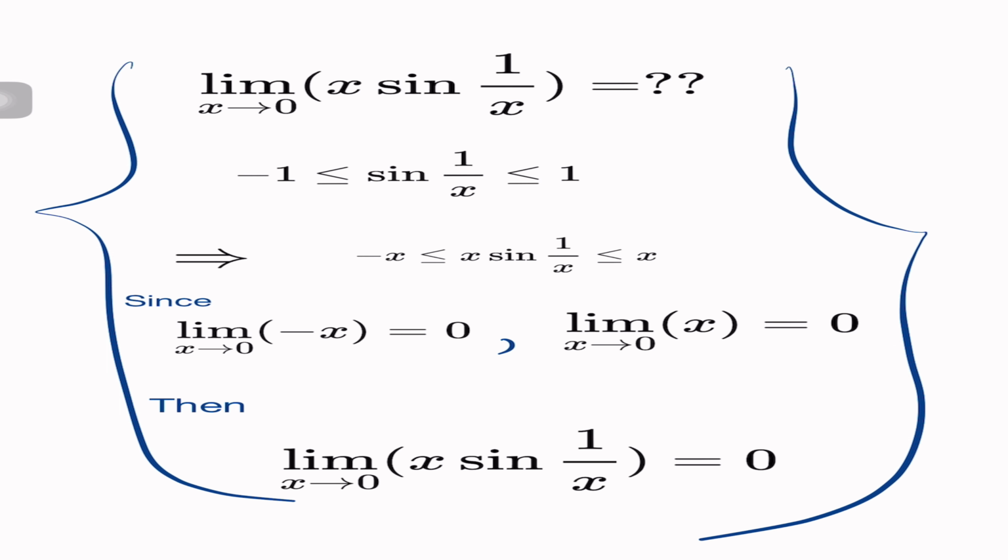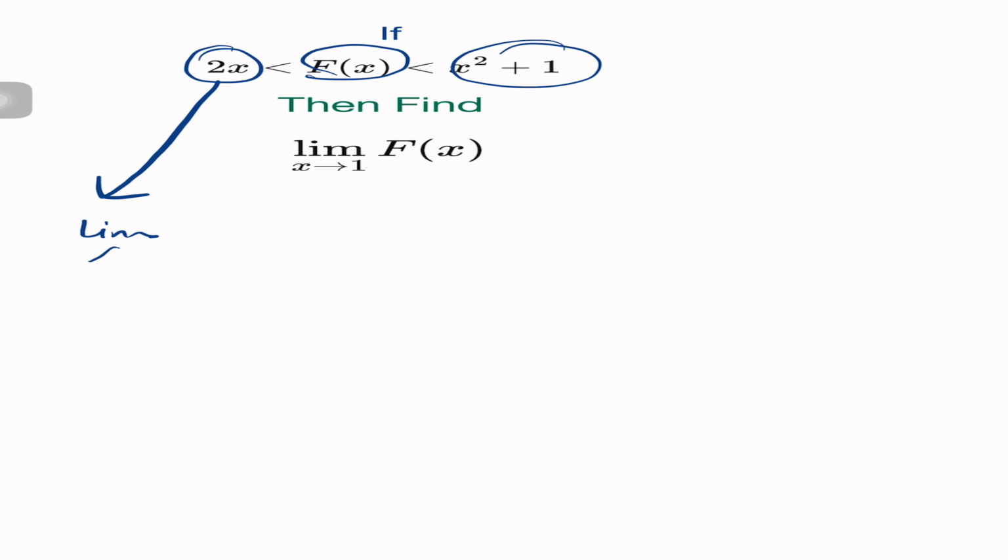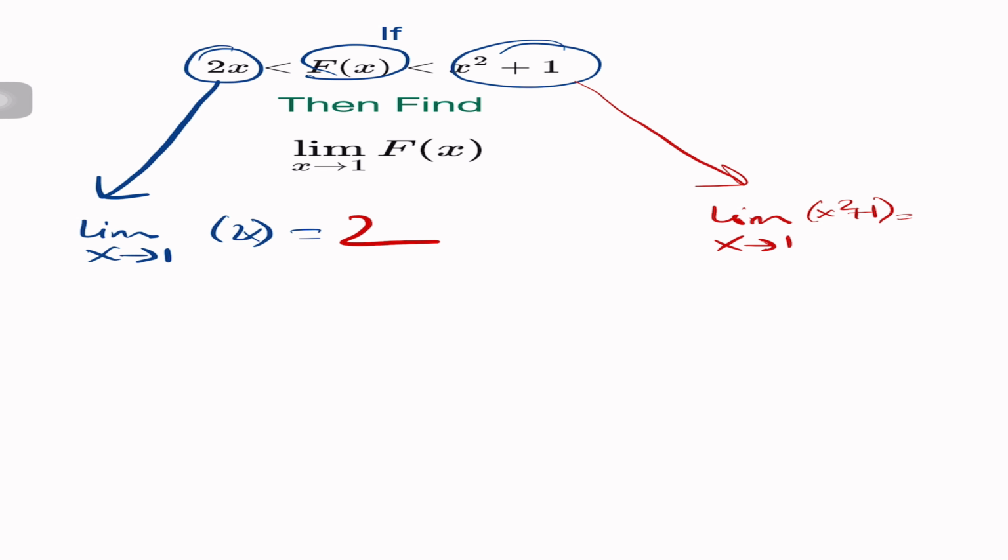Now let's do another example that will clarify our view. Let's say f of x is between the functions 2x and x squared plus 1, and we have to find the limit as x approaches 1 of f of x. So let's find the limit as x approaches 1 for these functions. For 2x, the limit is simply 2 times 1, which is 2. And for x squared plus 1, it's 1 squared plus 1, which is 2.